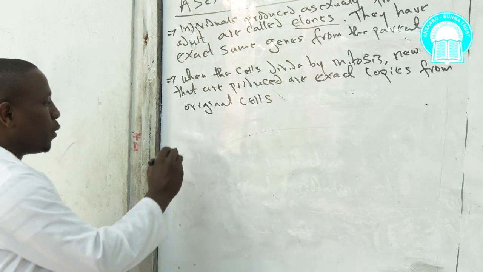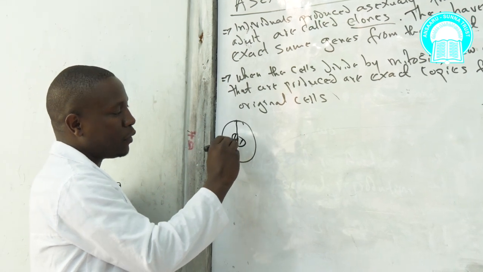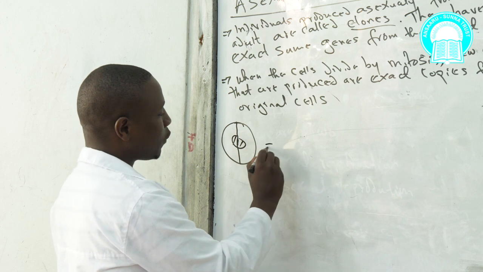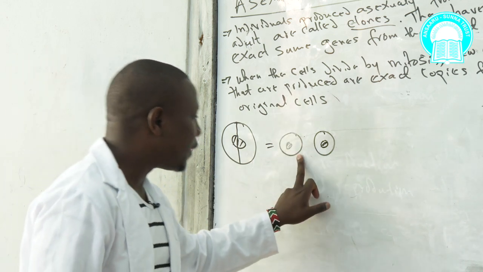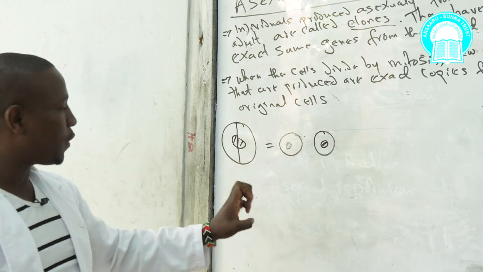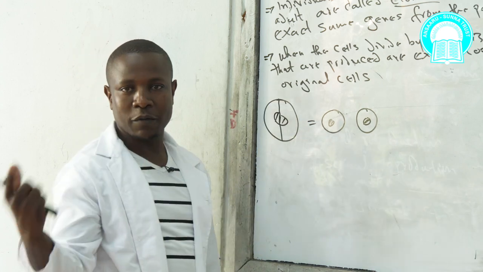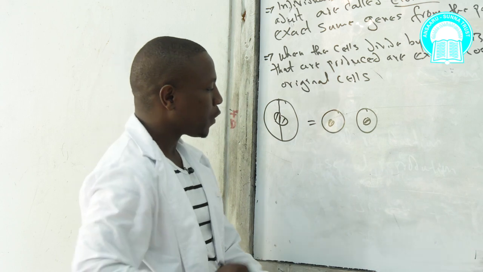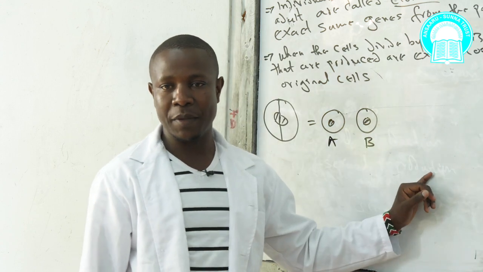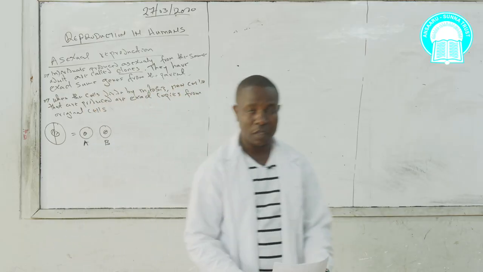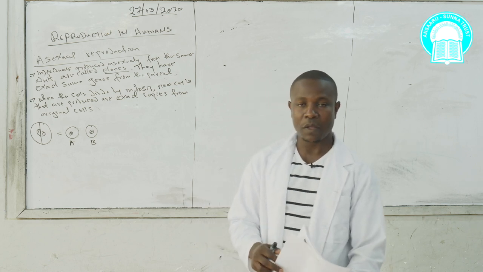If we can use a demonstration, this is the parent cell, and this parent cell is going to divide by mitosis, whereby if here we have the nucleus, it will divide into two. The cell is going to divide into two. After dividing, this one cell is going to give us two cells. So whatever is here and whatever is here, they are exact copies of the parent cell. So cell A and cell B have the same genes. The genes in A are the same genes in B. That's why we say in asexual reproduction, there's no variation. All organisms look alike and they have the same genes.